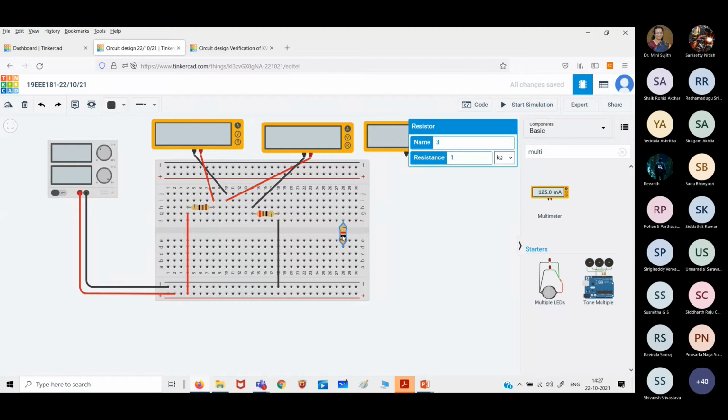Ma'am, I have taken 3 multimeters, ma'am. Okay, no problem. We have also taken three. When I'm connecting the second one, the third one is dragging out, ma'am.